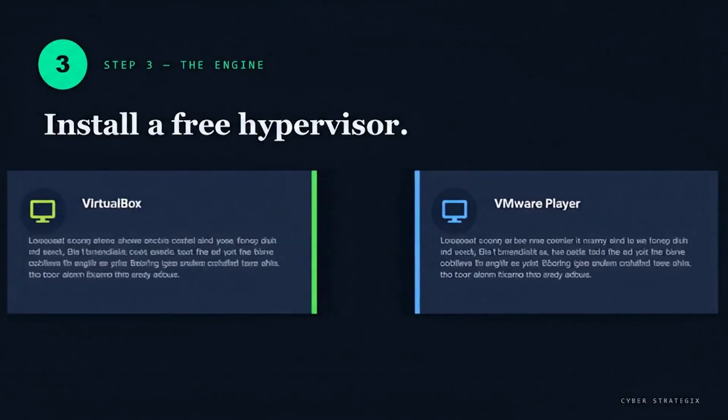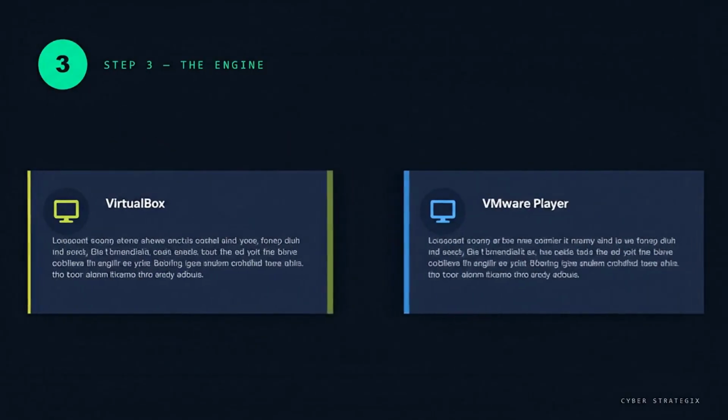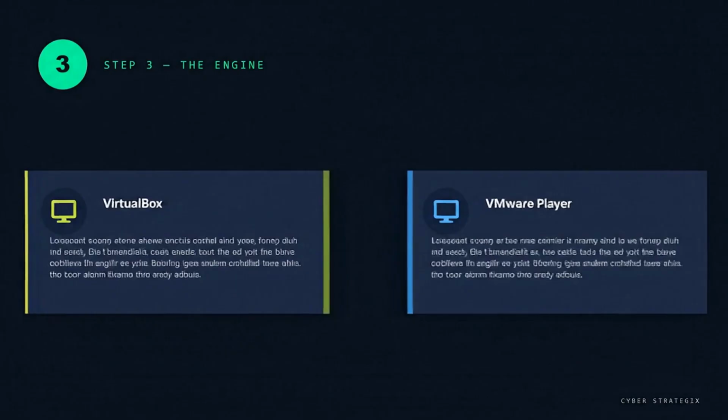Third, install your hypervisor. This is the program that runs other computers inside your computer as virtual machines. VirtualBox is completely free and works on Windows, Mac, and Linux. VMware Workstation Player is another solid free option. Install one, and you're ready to create machines.